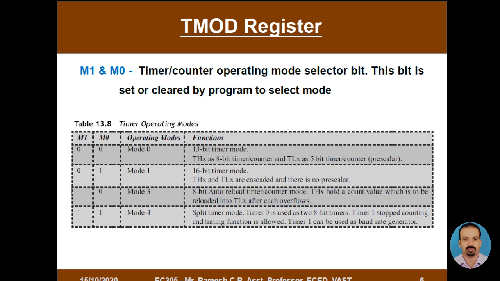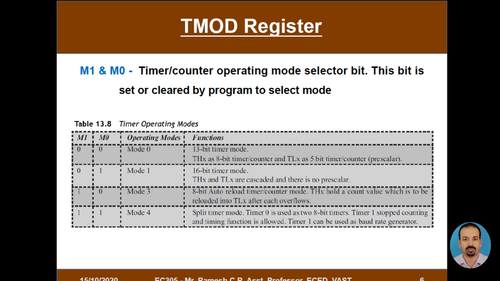So it acts as an 8-bit format. The corresponding THx register will be holding the copy of the initial value, and the TLx register will be automatically reloaded with this value stored in the THx register. Based upon the clock signal, the TLx register will be incremented and the overflow will occur once it reaches FFh.